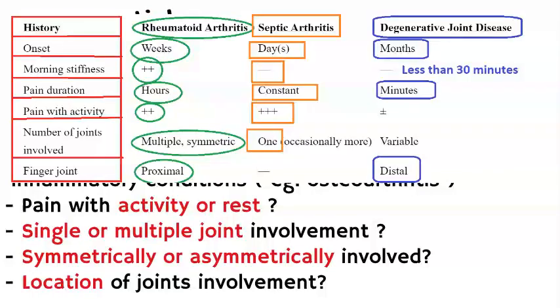For degenerative joint disease, the onset is usually months, and the morning stiffness is less than 30 minutes. The pain duration is minutes. And sometimes it occurs with activity or at rest. And the number of joints involved are variable, and the fingers involved are distal.